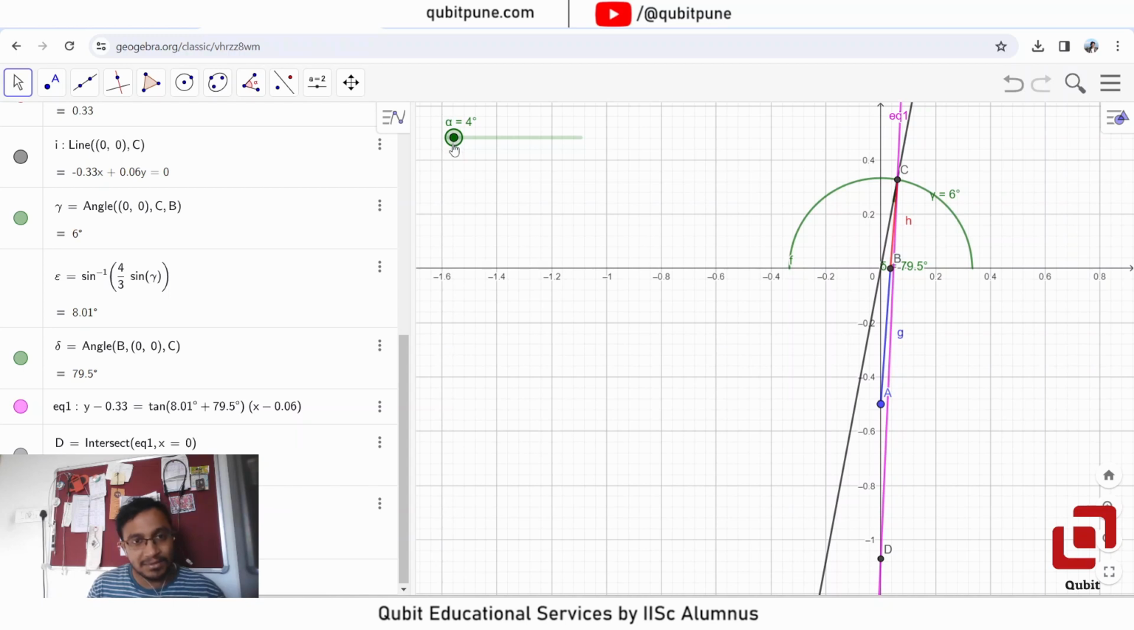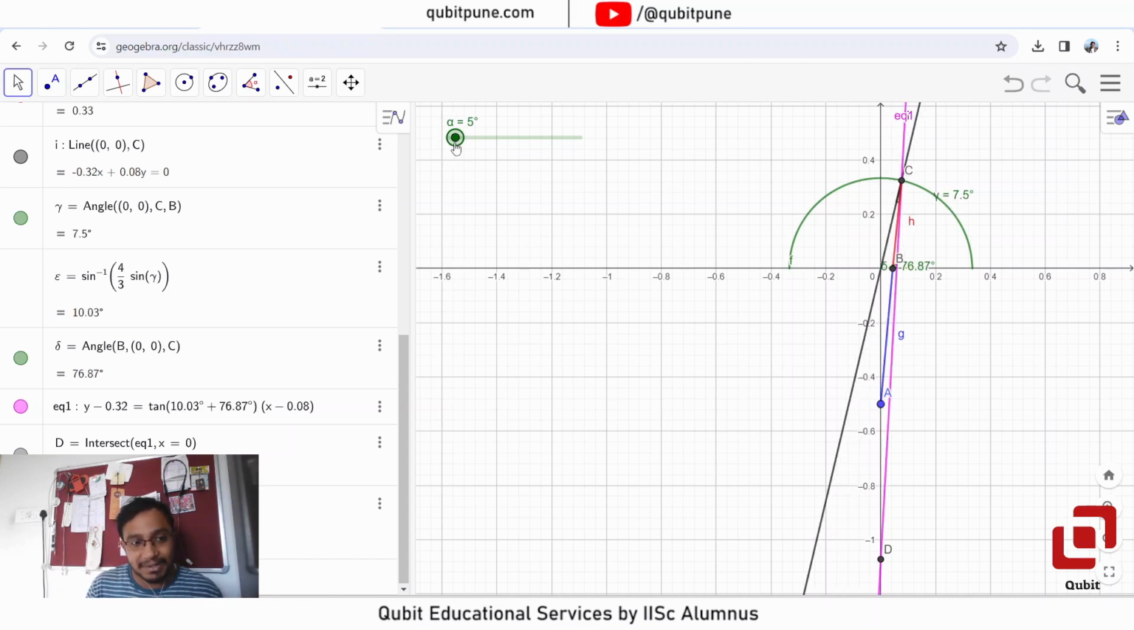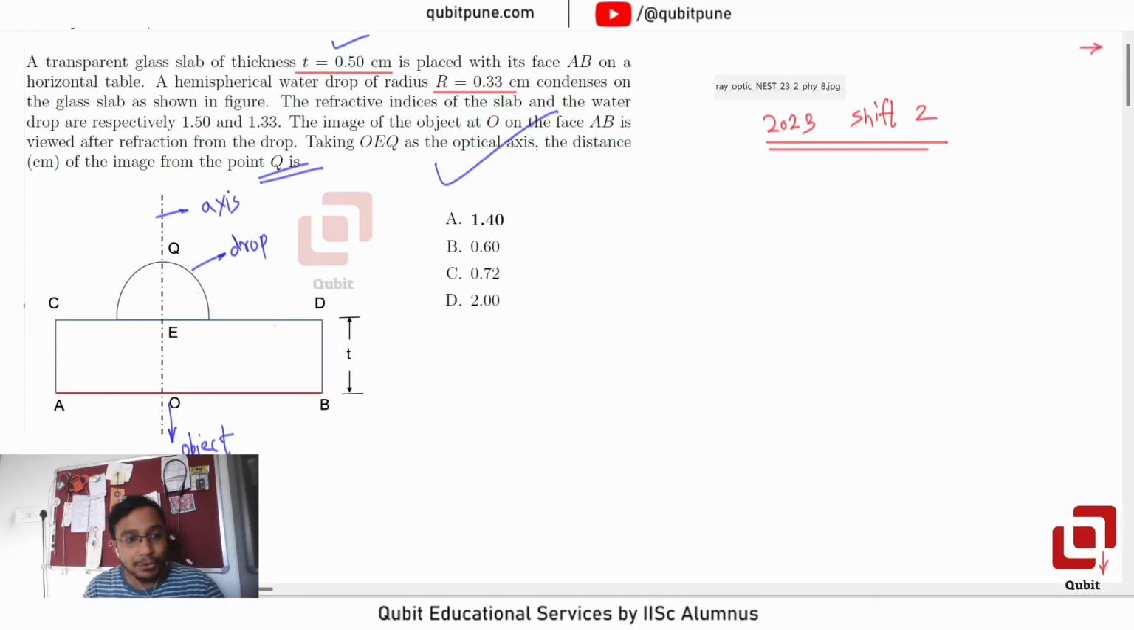So which means they want us to use a small angle approximation, which we used in that variable refractive index problem, right? And now you can see that the answer matches with their answer. 1.4, the expected answer, which means here we had to use the small angle approximation.